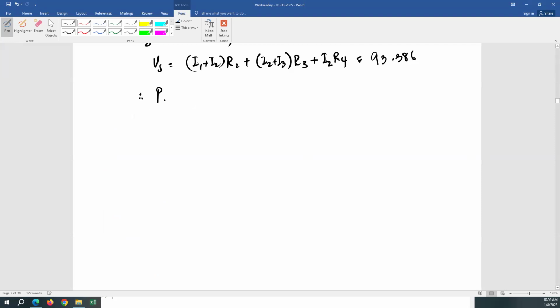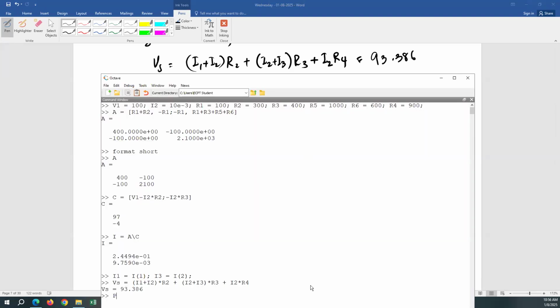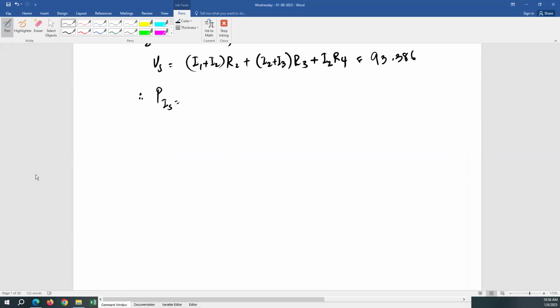Therefore, the power of IS is going to be supplied because voltage is positive and current is coming out from the positive side. So PS is I2 times Vs. 0.9339 or 933.9 milliwatt, about 934 milliwatt. So that is going to be the power supplied by IS.